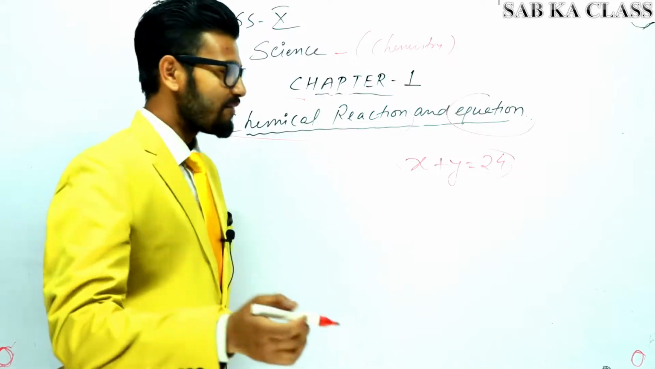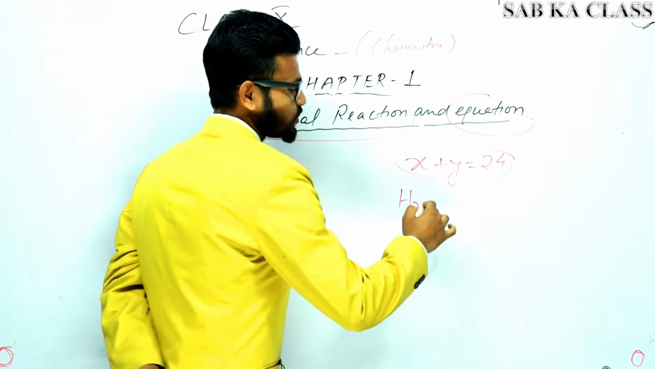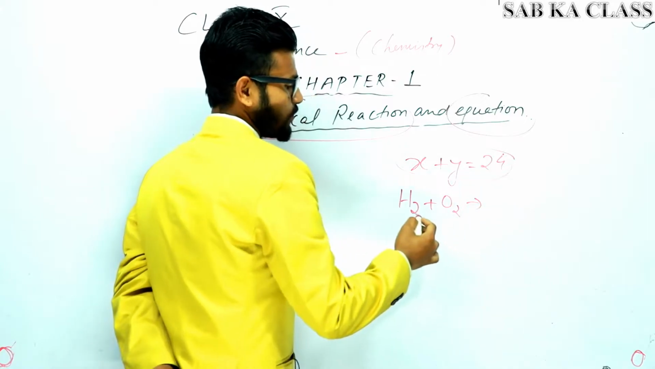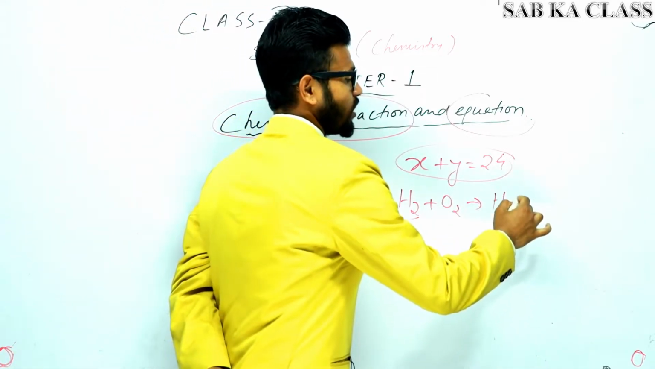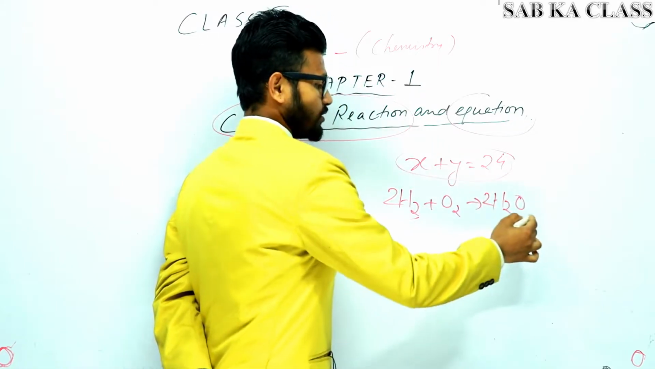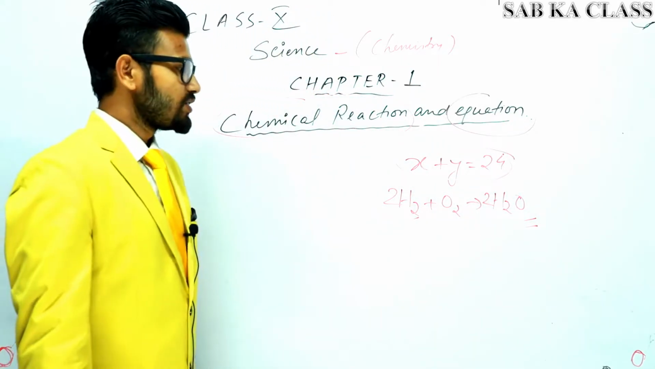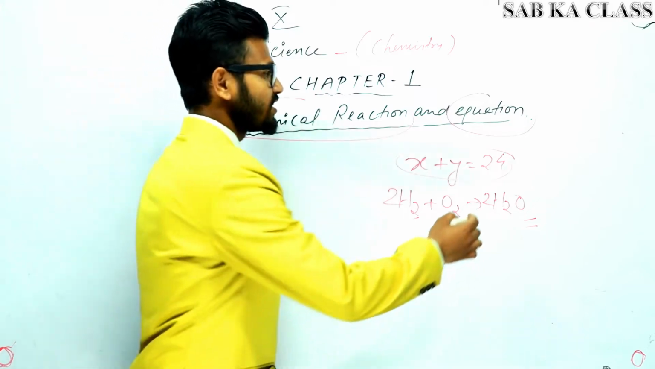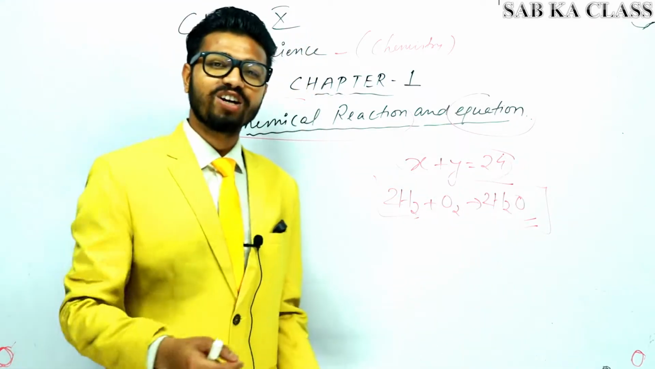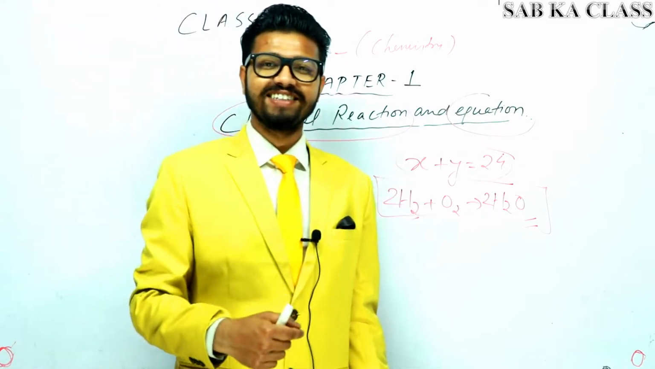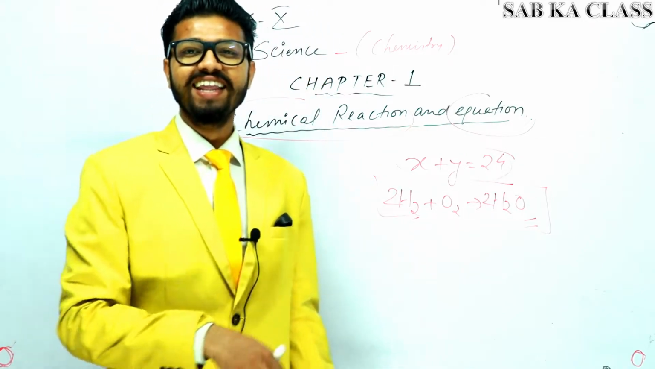For example, you have heard this one: H2 plus O2. That means when a hydrogen molecule and an oxygen molecule combine together, they form a water molecule. This is what we are going to study in this chapter. This is called a chemical equation. Chemical means atoms and molecules are involved in the reaction, and so it is called a chemical reaction.